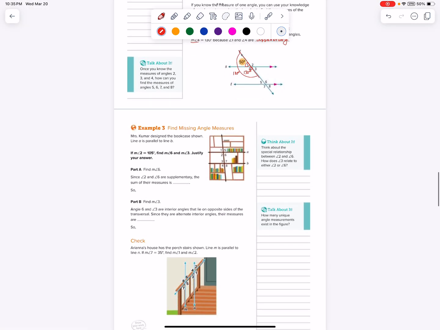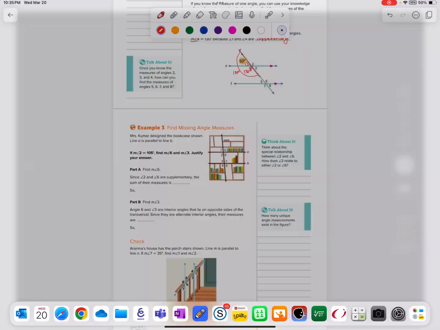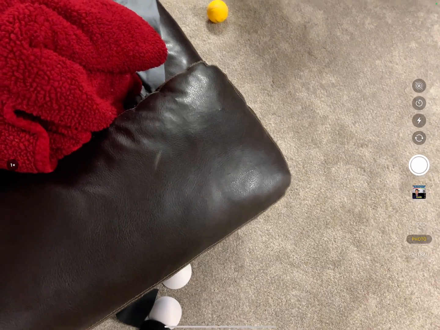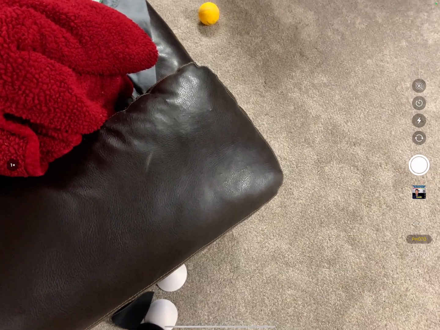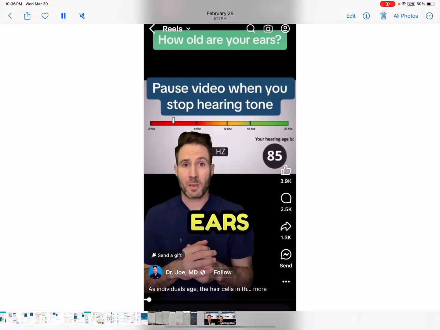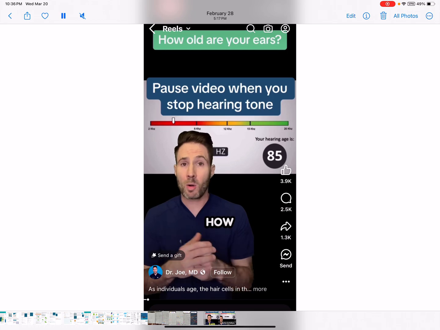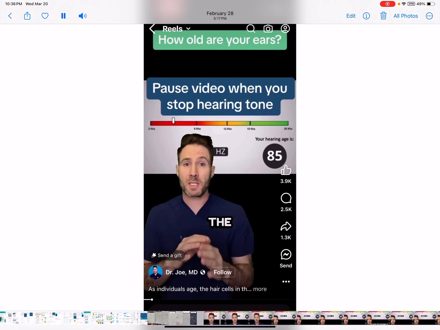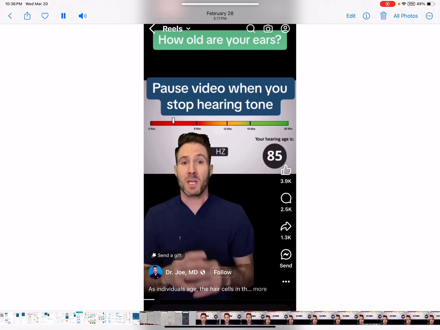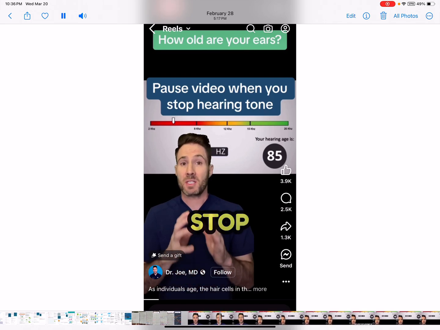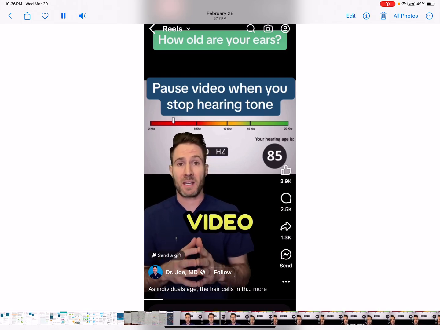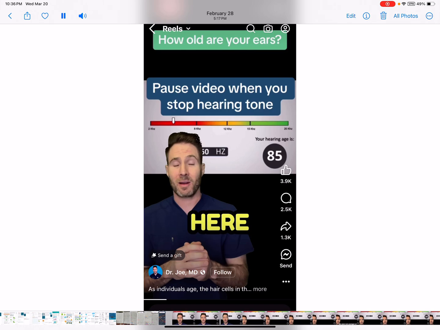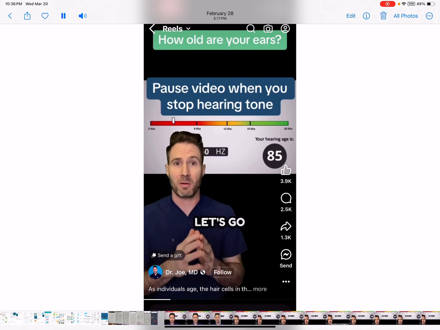All right, before we go to this, I feel like you need just a little bit of a brain break so you can test your luck out with this. This is an audio thing, and we'll see how you do. As you age, you lose the ability to hear high frequencies. So take this hearing test, and when you stop hearing the sound, I want you to pause the video. And this number right here is the age of your ears. Let's go.